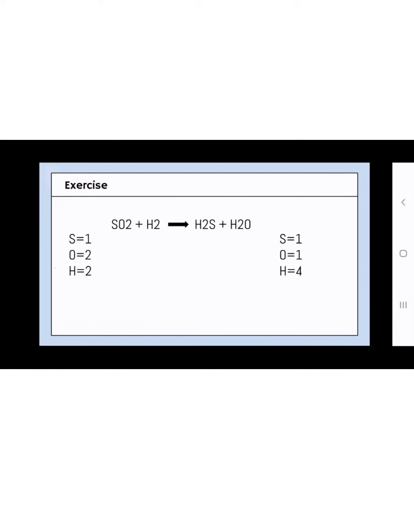We can see that the sulfur for the moment is equal on both sides, so for now, this is balanced. The oxygen is not balanced because in the reactive we have two atoms of oxygen, while in the product we have only one atom of oxygen. Hydrogen is not balanced since we have two atoms in the reactive and four atoms in the product. So let's start balancing.